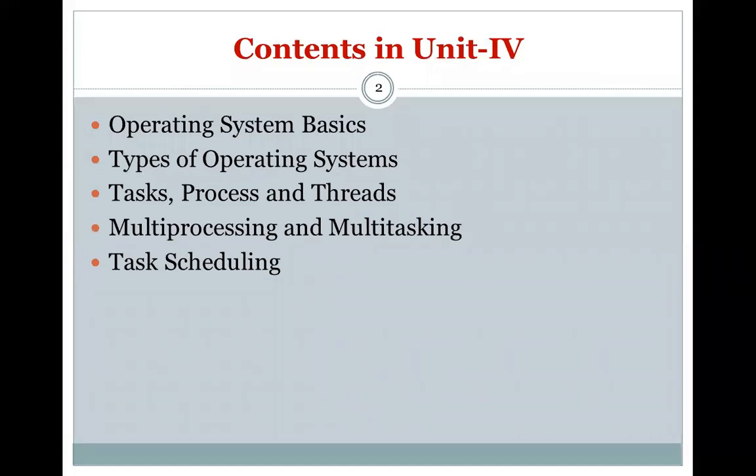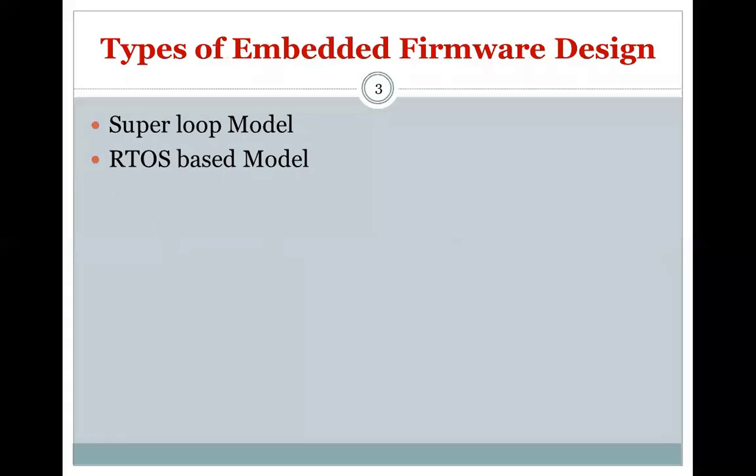The contents present in this Unit 4 are operating system basics, types of operating systems, tasks, process and threads, multiprocessing and multitasking, task scheduling. In fact, we have discussed two types of embedded firmware designs, the Superloop model and RTOS-based model, in the previous presentation in Unit 3.